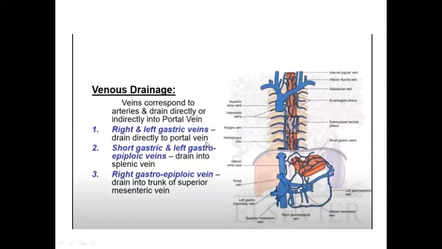Now coming to the venous supply of the stomach. Veins will always correspond to the arteries, and ultimately all the veins drain into the portal vein, which is the major vein. We studied the right and left gastric arteries, so when we talk about the venous supply, they become the right and left gastric veins, and they both drain directly into the portal vein.